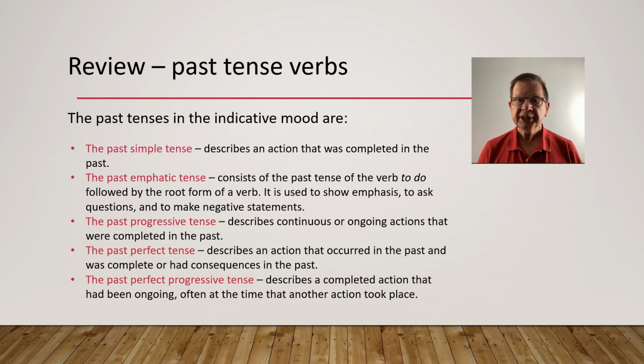The past progressive tense. This describes continuous or ongoing actions that were completed in the past. The past perfect tense. This describes an action that occurred in the past and was complete or had consequences in the past. And the past perfect progressive tense. This describes a completed action that had been ongoing, often at the time that another action took place.